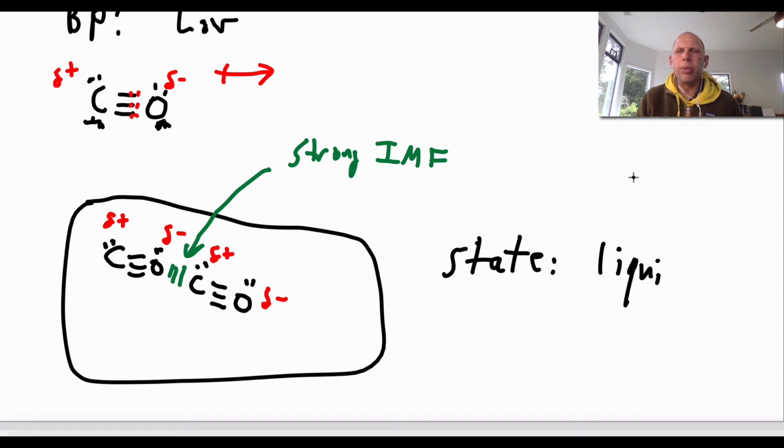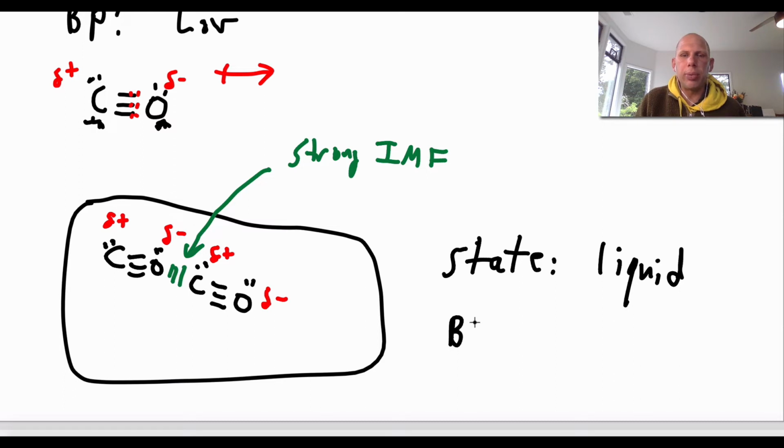Now you're probably wondering, what about a solid? And let's just assume right now that the two states we're dealing with are going to be liquids and gases. Liquids when things have stronger IMFs and gases when they're weaker. And the reason is solids really have a lot to do with ion to ion or ionic bonds. So right now we're dealing with covalent compounds.